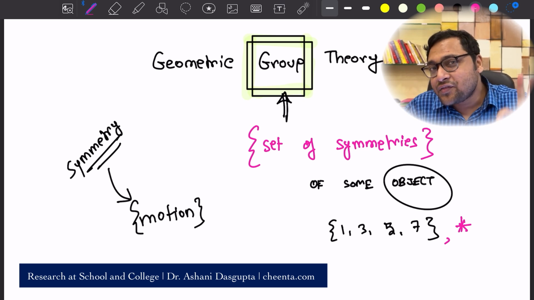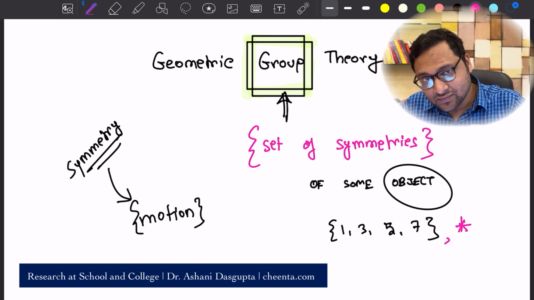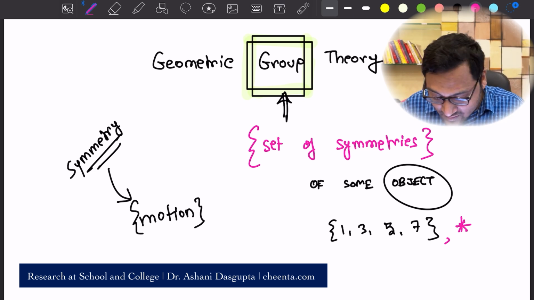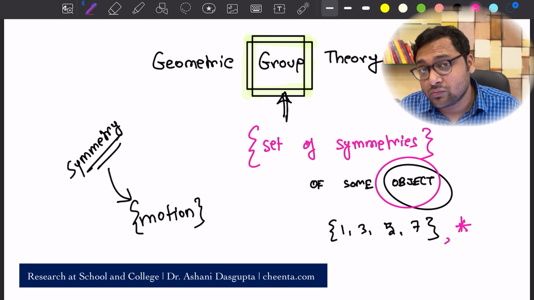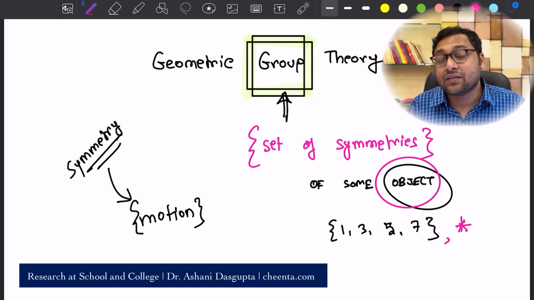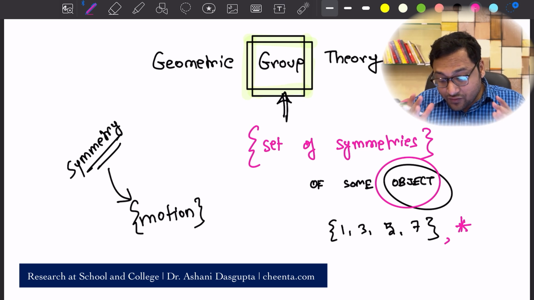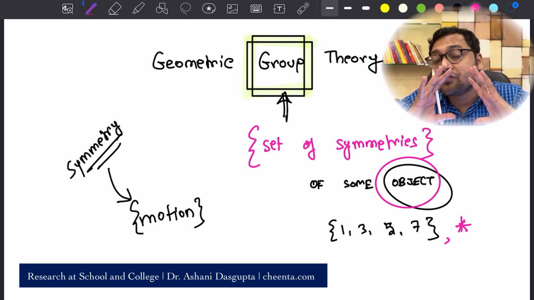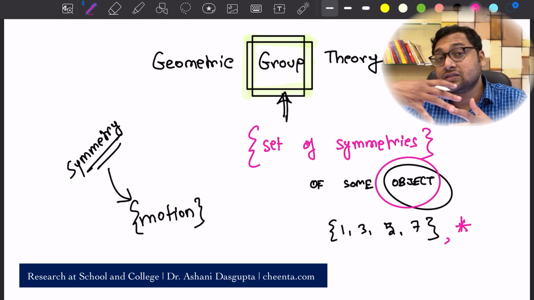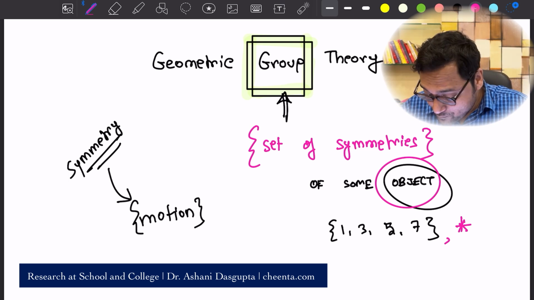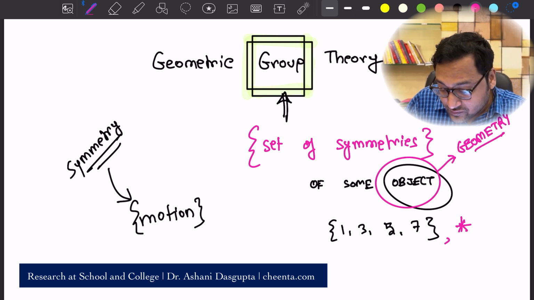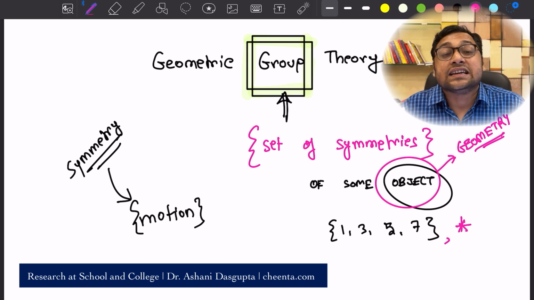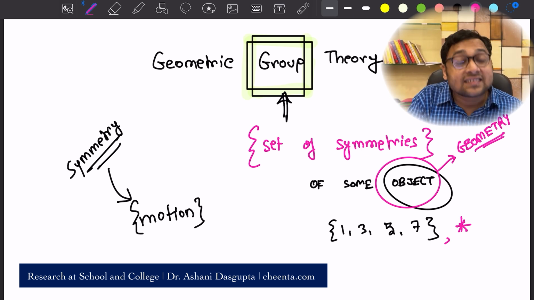Turns out, if you can figure out an object whose symmetries you are looking at, and there might not be a unique object, there can be many types of objects having the same type of symmetry, then the geometry of that object has a lot of good information about the group itself.